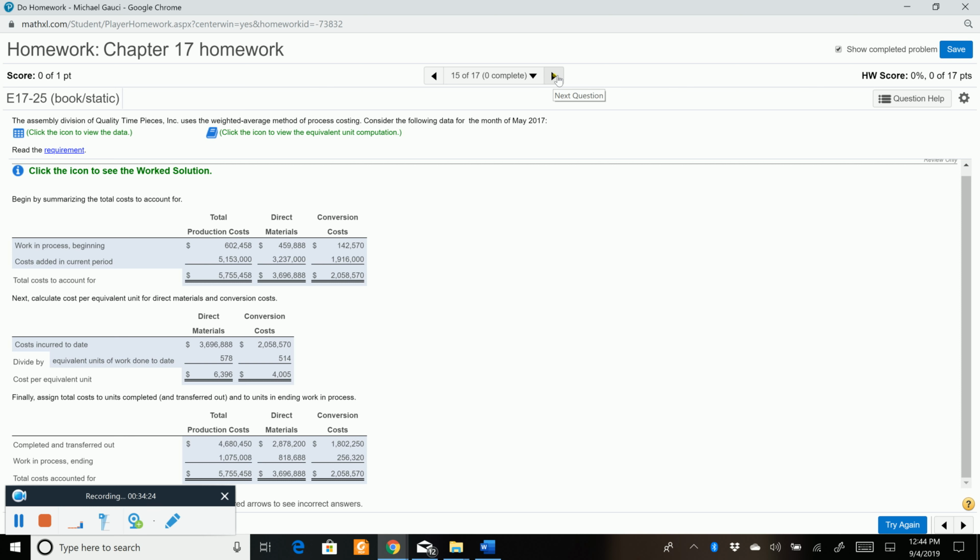Remember, we used weighted average in this example. If we used FIFO, it would have been a little bit different.